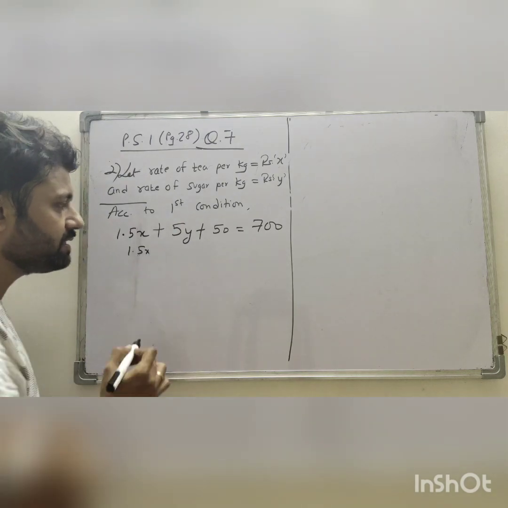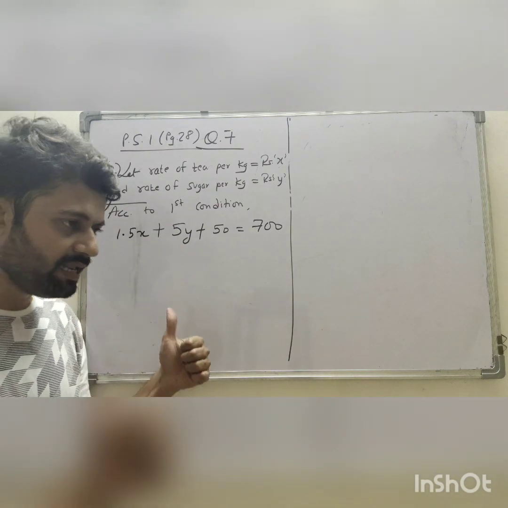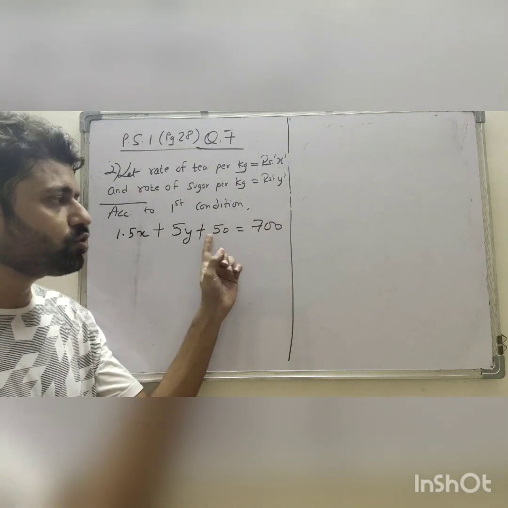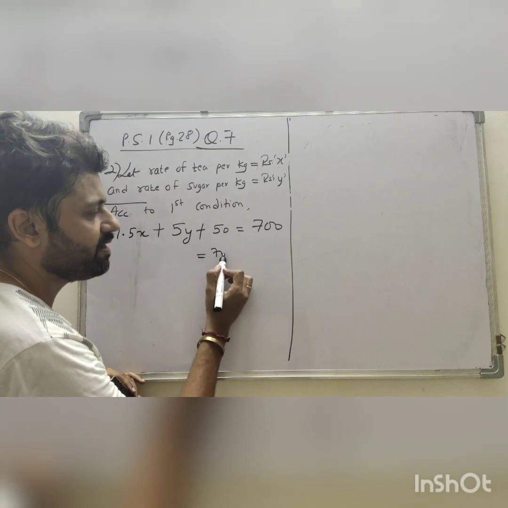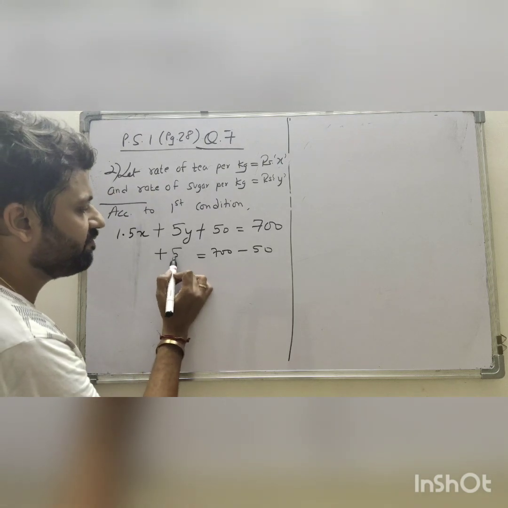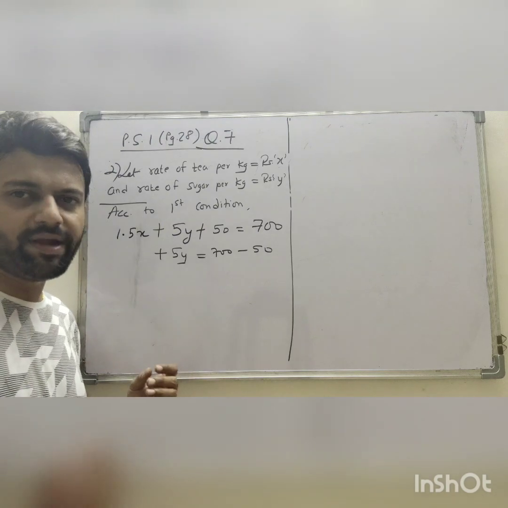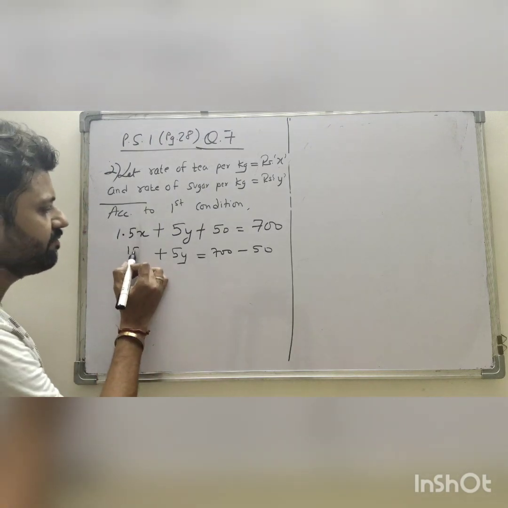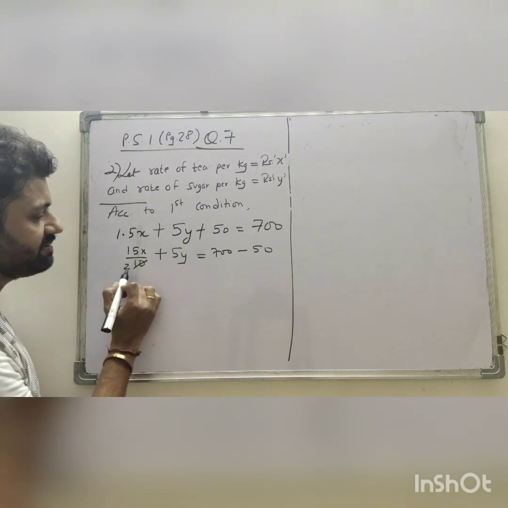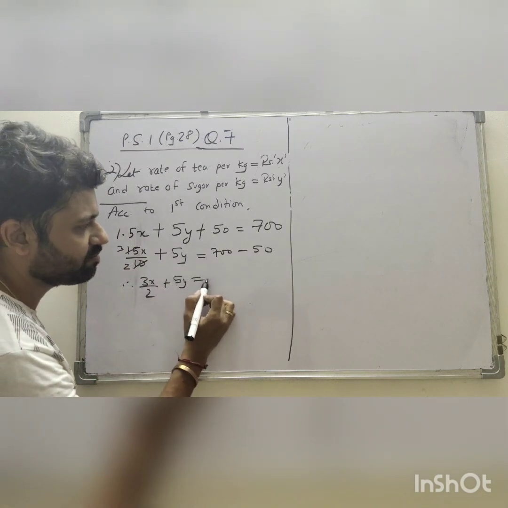Well, I would like to bring this in the form ax plus by equals c, that is x first, y later, and the constant on the right hand side. 700 is a constant, 50 is also a constant, so I will write 700 minus 50, the constants together, plus 5y will remain as it is. 1.5 is a decimal. I would like to avoid decimals, so I will write 15x upon 10. While doing so, I can cancel, 5 twos are 10, 5 threes are 15, and I get 3x upon 2 plus 5y equals 650.